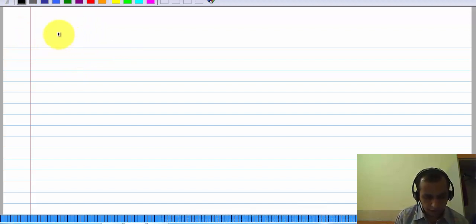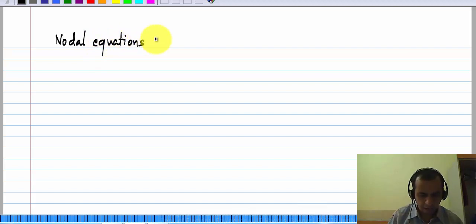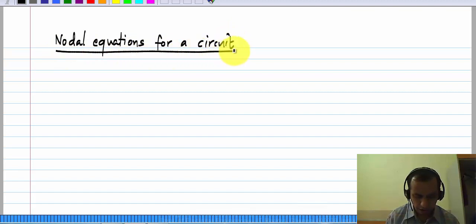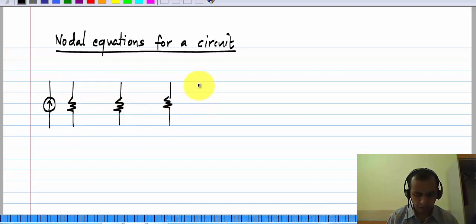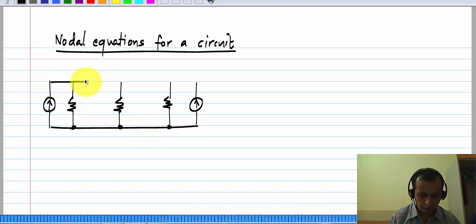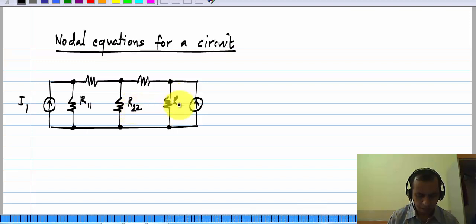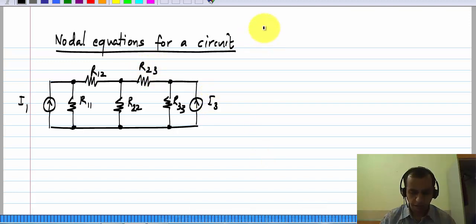So let's take the nodal equations for some circuit, and use the example which we have been using so far, which is a 3-node circuit with 2 current sources and 5 resistors.